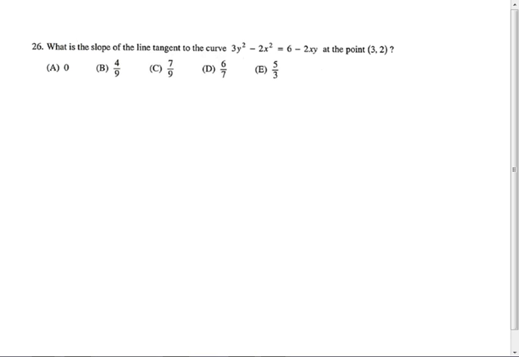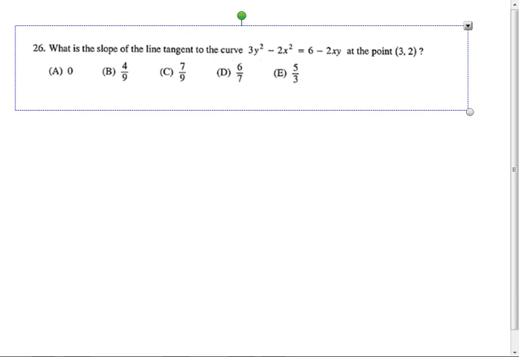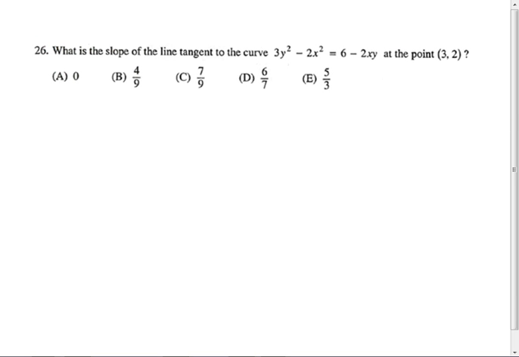Okay, now you get some work here. It's just implicit differentiation. Find the slope of the tangent line at 3, 2. Do you remember how to do this? This is going to be implicit differentiation because I can't solve easily for y. I don't even know if I can.